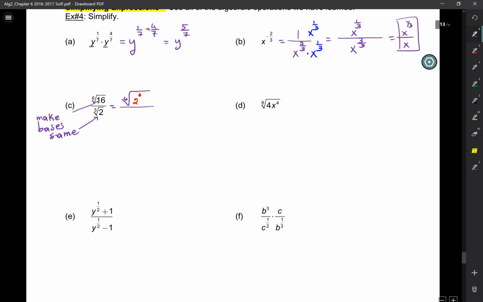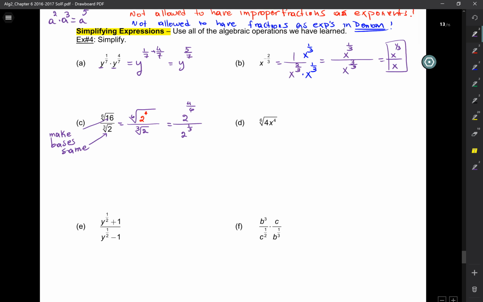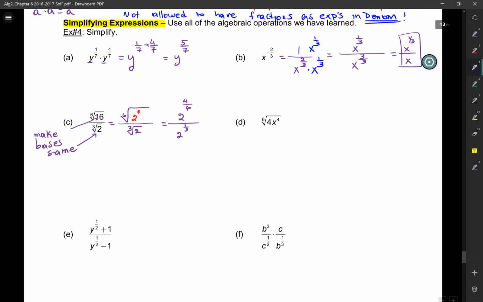And here we have cube root of 2. Now, at this point, when you've got different radicals, 6th root and cube root, but the bases are the same, it helps to write it in fractional exponent form. So let's do that. In the numerator, I'm going to have 2 to the power of 4/6, 2 to the power of 1/3.